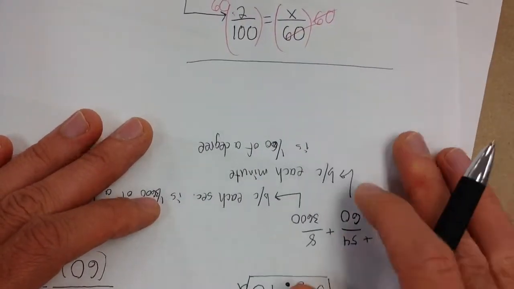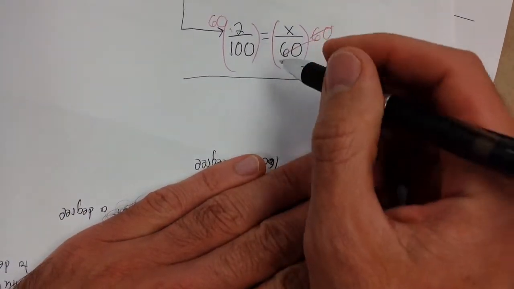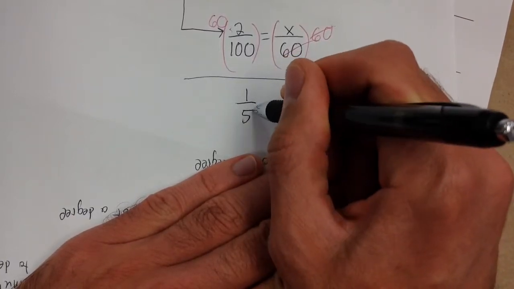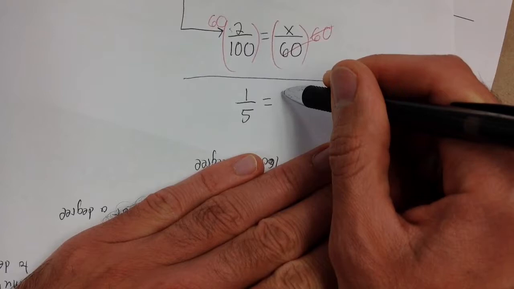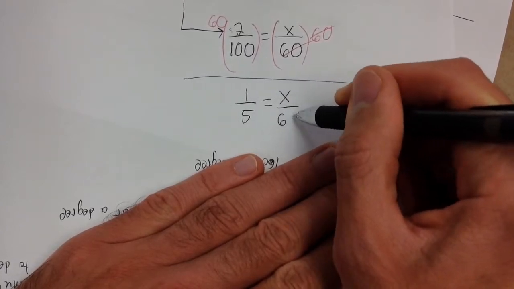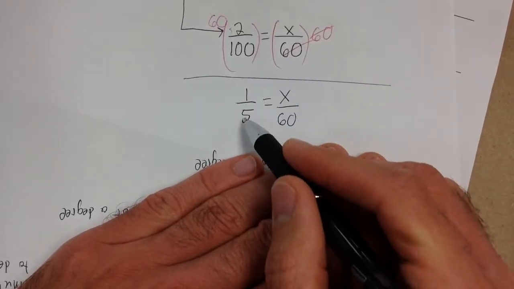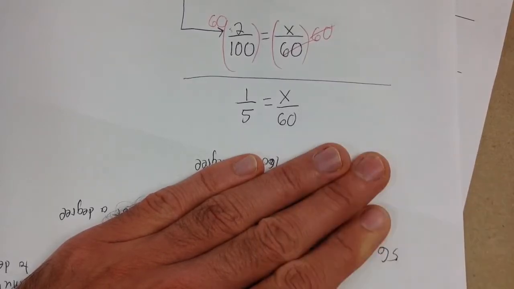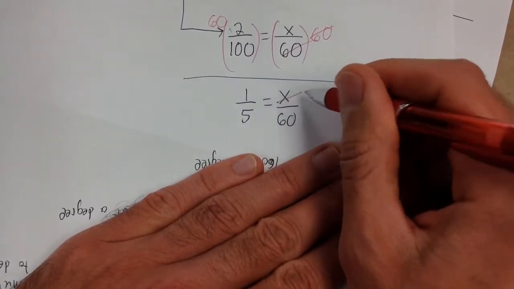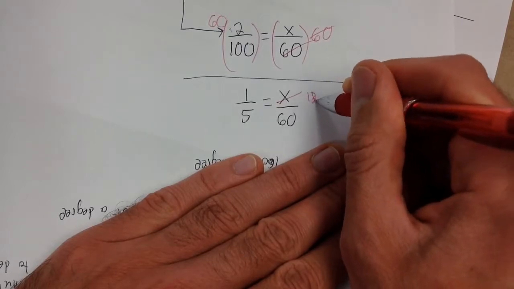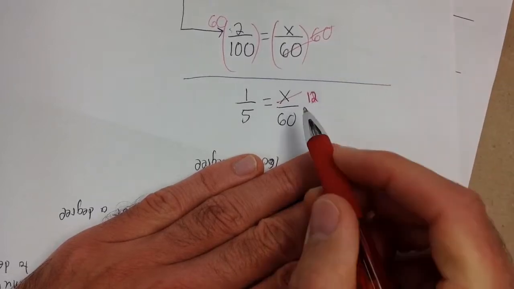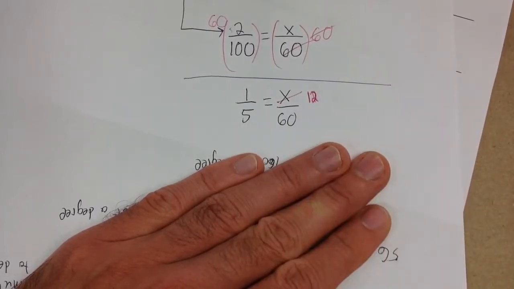0.2 is what as a fraction? Anyone? 1/5, or 2/10. So you're trying to figure out how many 60ths is 1/5. 5 times what is 60? 12. Or you could just multiply both sides by 60 to figure that out.